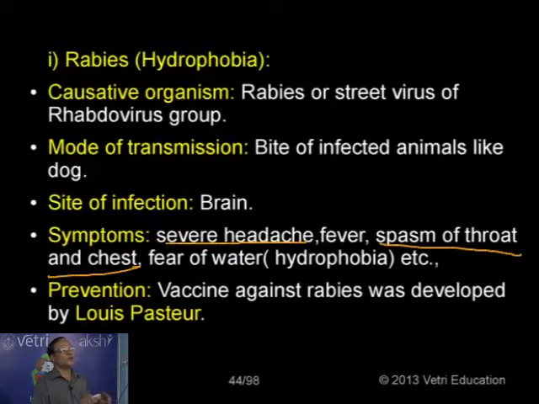The function of the brain is affected because of the presence of the virus. That is why we have the tightening of the muscles because of the involuntary contractions of the voluntary muscles. The skeletal muscles are contracting, not under the control of the brain. As a result, the tightening of the muscles occurs so that the person is unable to swallow even liquid food. So on looking at water, he feels fear of water.